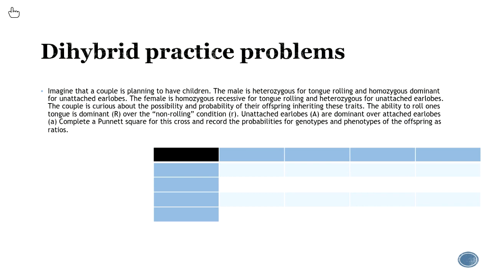So always, let's do our legend. We're looking at tongue rolling first, so we're using the letter R. So RR, and we're doing complete dominance.